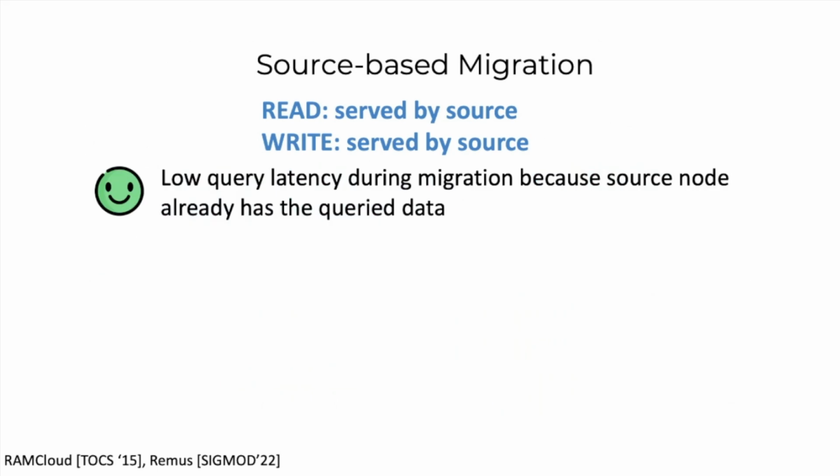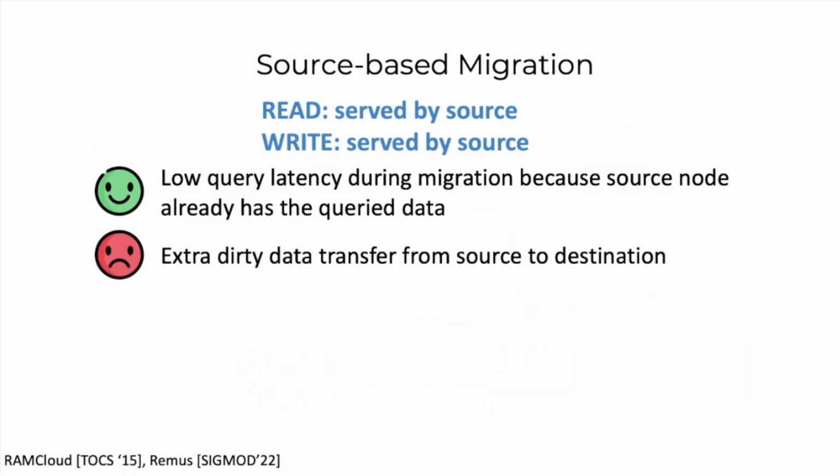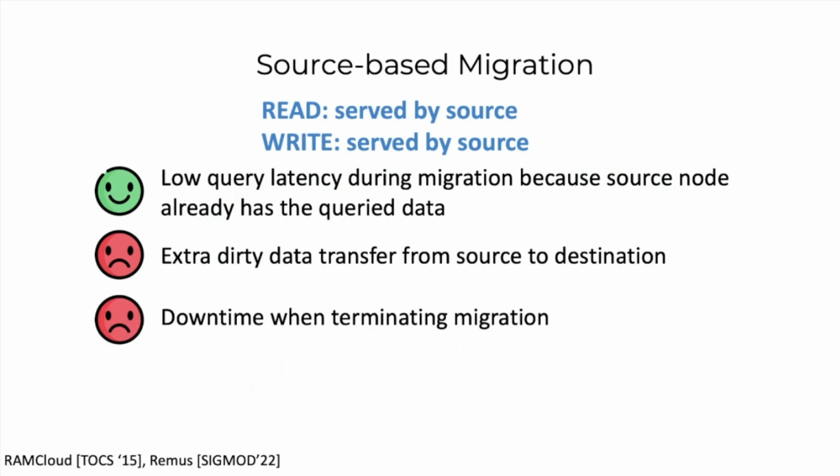So the destination value will be updated. The benefit is that it can achieve low query latency during migration because the source node already has all the query data. However, it incurs extra dirty data transfer, and also there's a downtime when terminating the migration because the source has to be frozen to avoid serving any write requests.